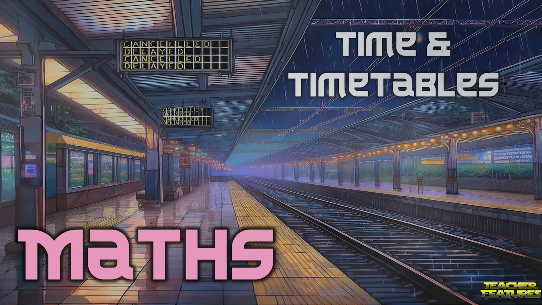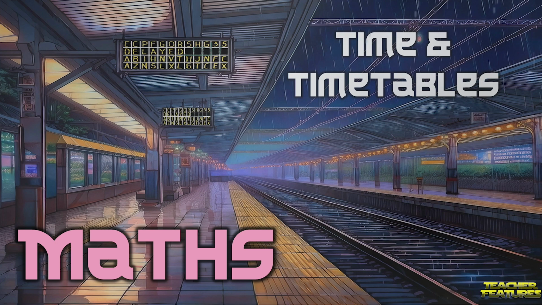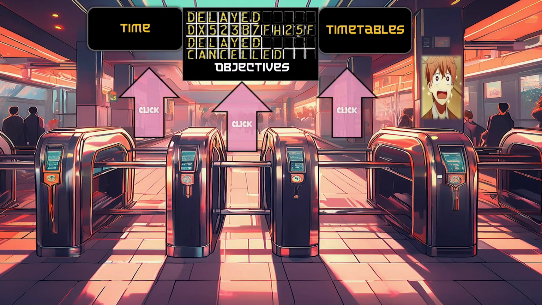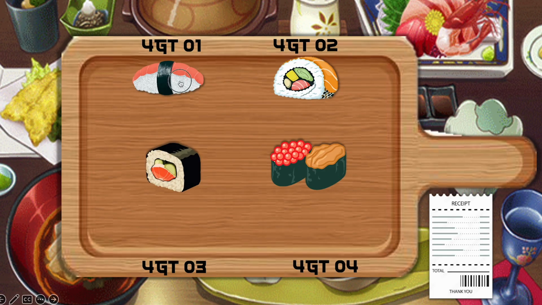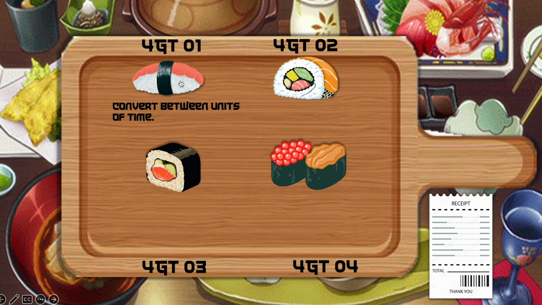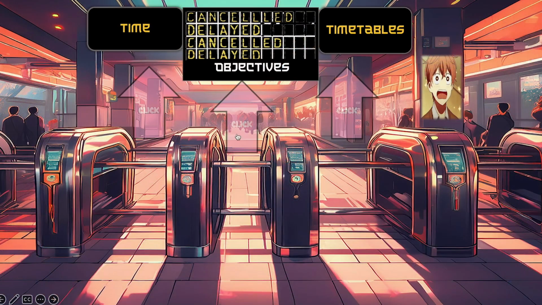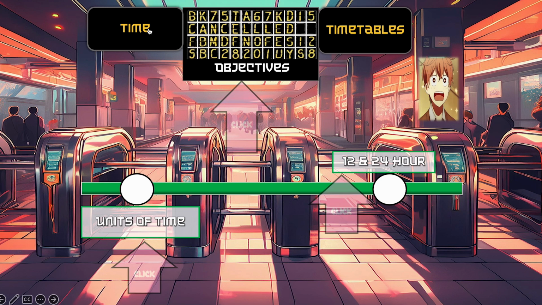Let's go on a journey through Japan's metro system, a place where everything always runs on time. Here we are down in the station, and let's have a look at today's lesson. So today we're going to be looking at different units of time and how we can convert between them. Okay, so let's take the green line and we need to get off at the first station, which is units of time.